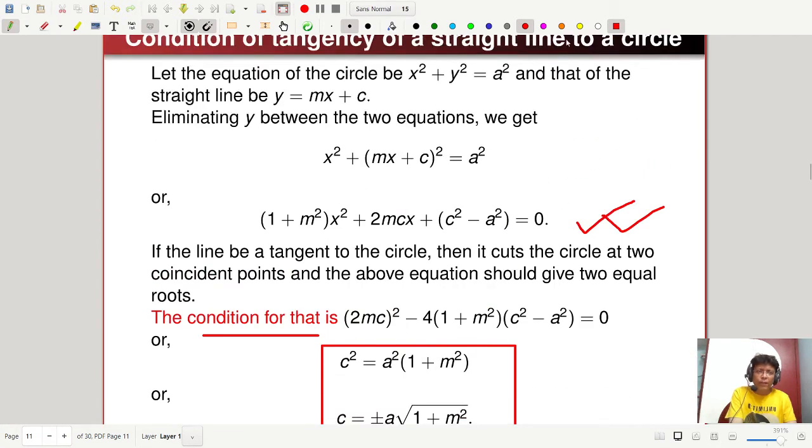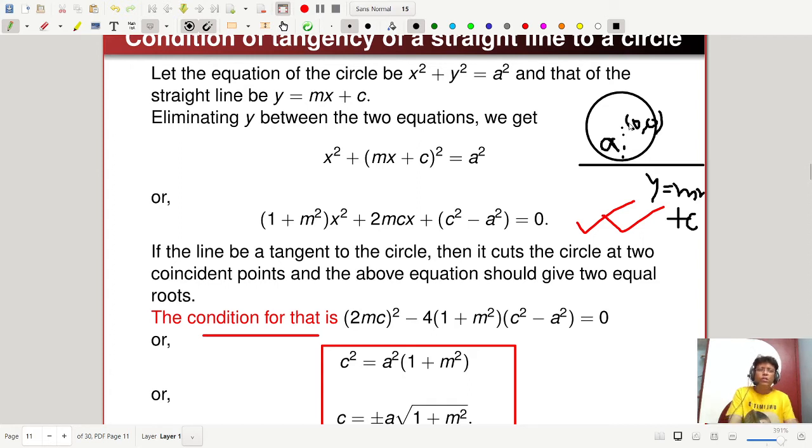And you can use another method also, for the circle only. For the circle, you have the center of the circle at 0, 0, and the straight line is given by y equal to mx plus c, right? From the center, the perpendicular distance to the line is the radius. So a is the radius, so a equal to the distance from 0, 0 of the line y equal to mx plus c. That will give you the same condition also. In that way you can get the condition for tangency for a straight line to a circle.